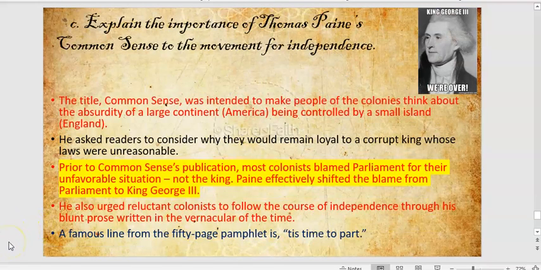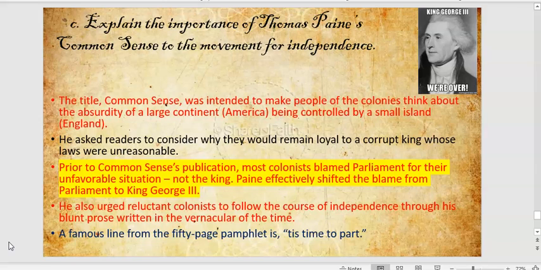So let's look at what was actually written, okay? So the title Common Sense, the reason why he labels it that is because he was trying to make the colonists realize that a little tiny island like England, 4,000 miles away, trying to control this massive continent of North America and all its people was ridiculous, right? I mean, they're a little tiny island nation way, way, way over there. Why are they trying to control this massive nation? It's ridiculous. That doesn't make any common sense, right?